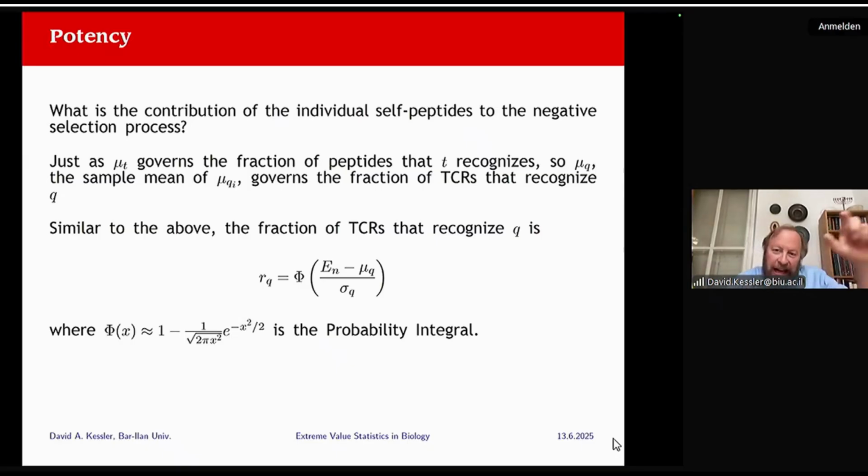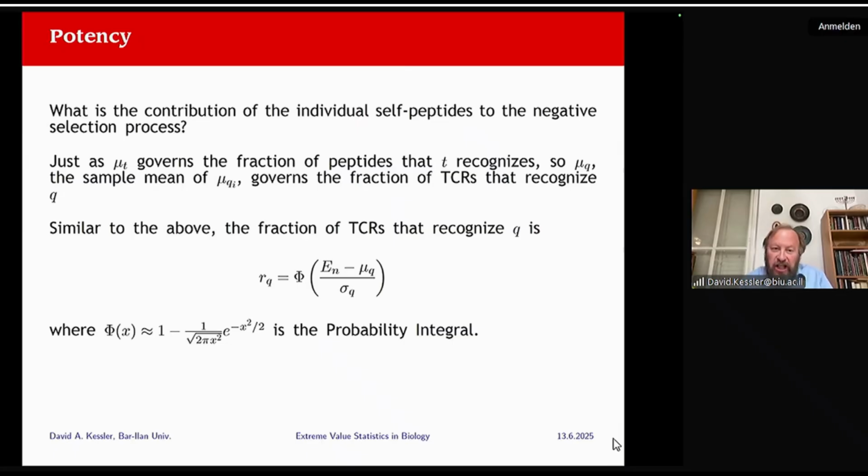And we're going to throw out another different T if it interacts too strongly with any given peptide. So the question is, if all of them are interacting very strongly with one self-peptide out there, with huge interactions, then everybody's getting thrown out by that one. So you would hope that the different self-peptides each contribute more or less equally to this selection process.